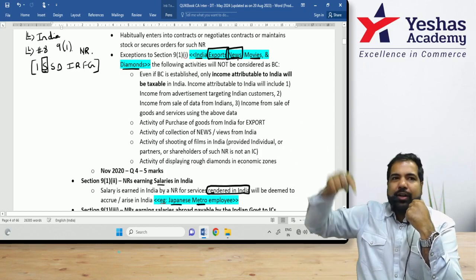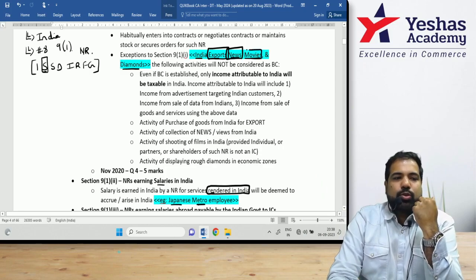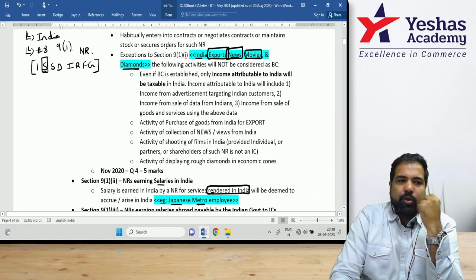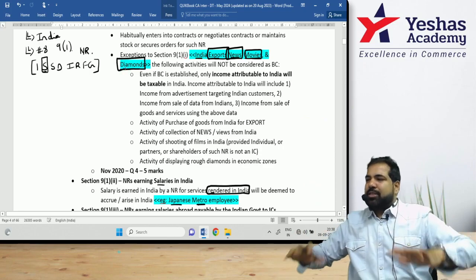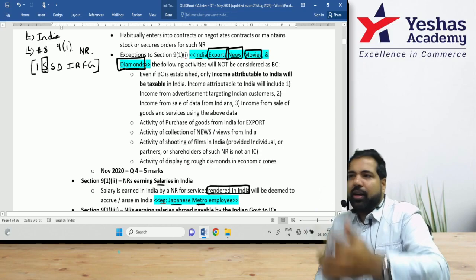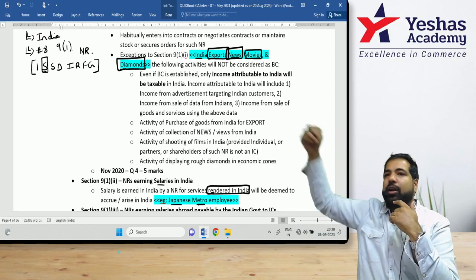BBC, don't worry, we will not tax you because of this news. Movies shooting in India will not tax the foreign directors and producers in India. And showcasing what? In an exhibition. Showcase the diamonds in exhibition. Don't worry. If you get some business from India, we will not tax your entire foreign income in India.